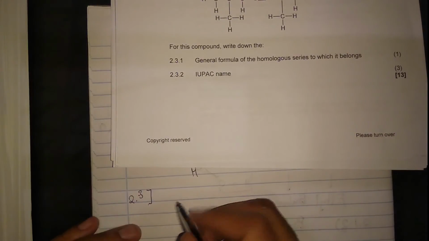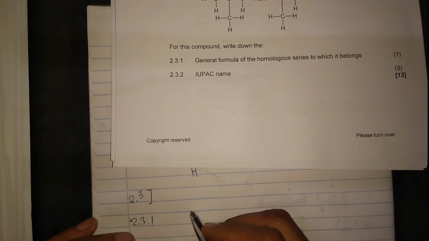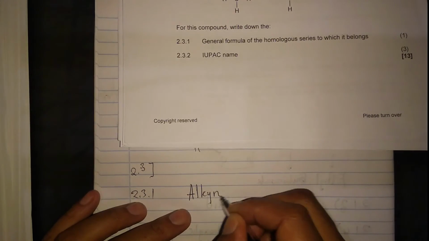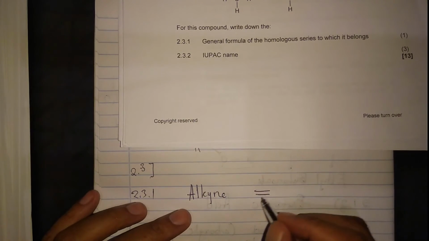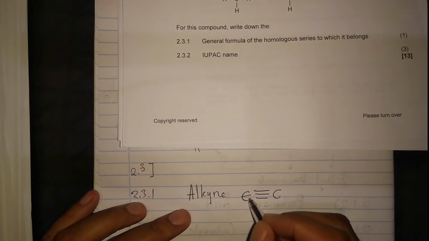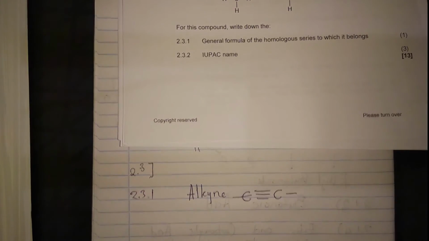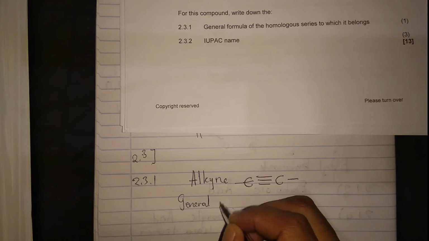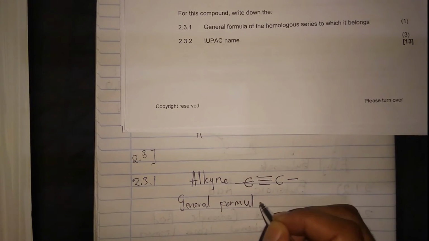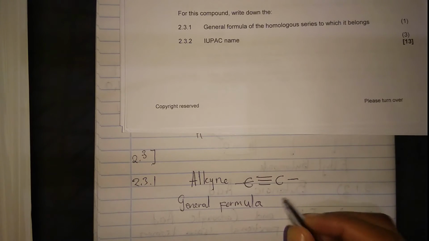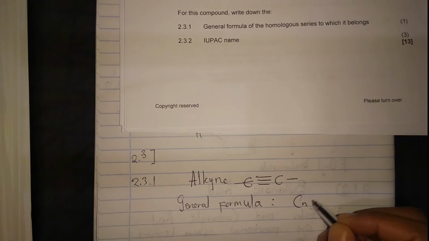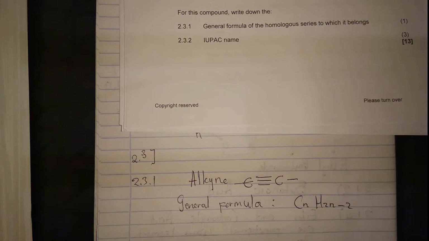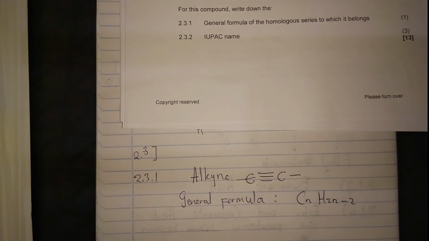Alkyne. So 2.3, this is 2.3.1. I'm talking about an alkyne. An alkyne has triple bonds. So therefore the general formula for alkynes is what? CnH2n-2. Yes.